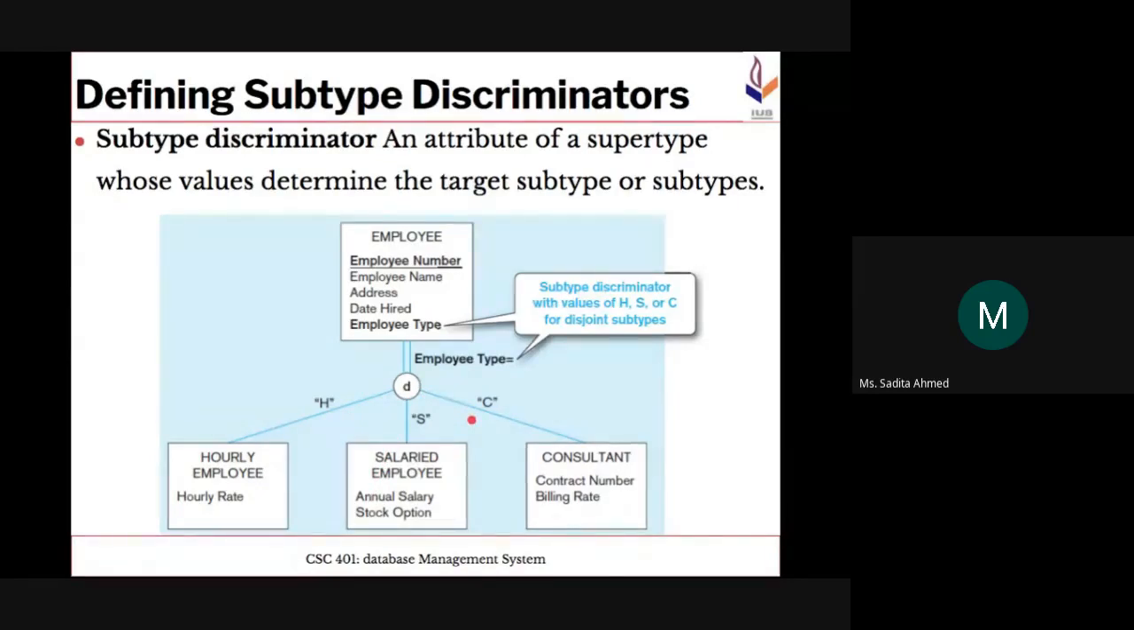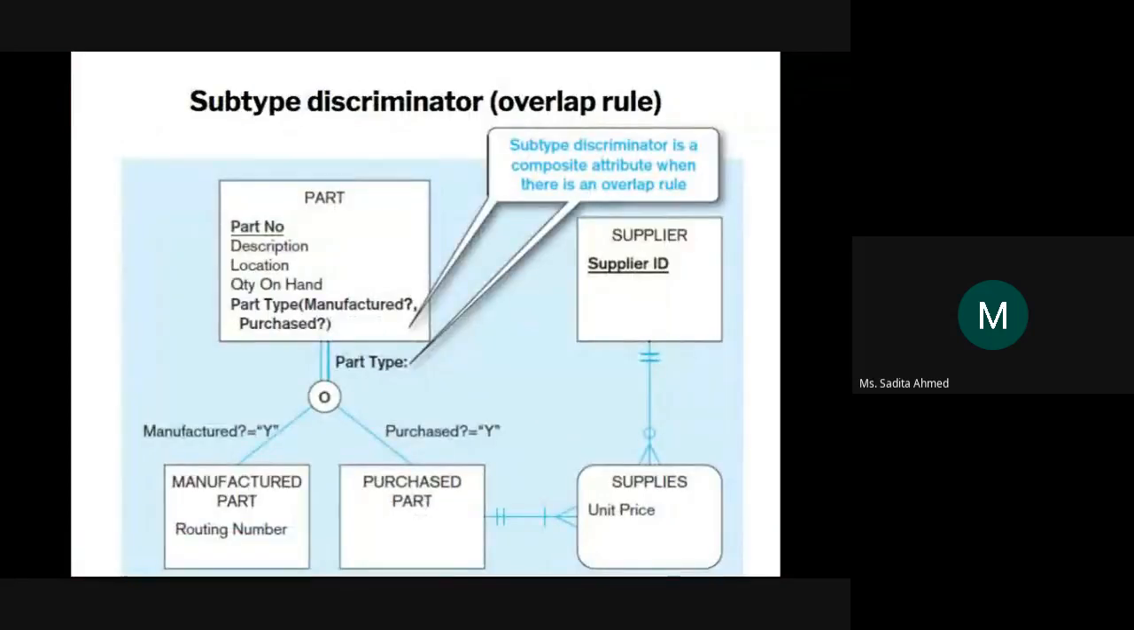If there was overlap, in that case, how would you deal with those instances which have an overlap? How would you deal with those part instances which are both manufactured and purchased? কোন একটা specific value assign করলাম, but what if the part instance is both? How do you do that? So that's why we must use a composite attribute for the subtype discriminator. Subtype discriminator, in this case, as you can see, part type here is a composite attribute.